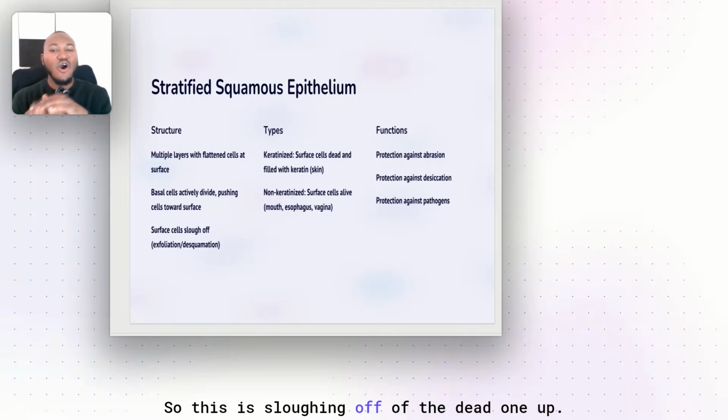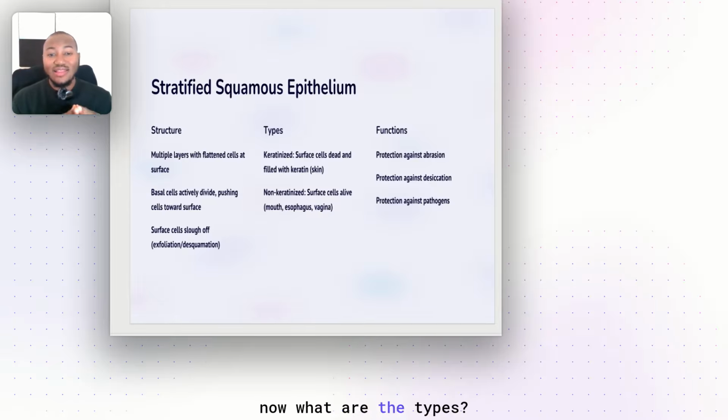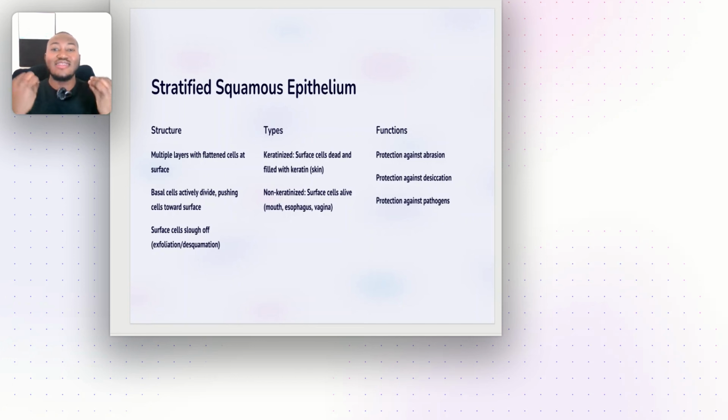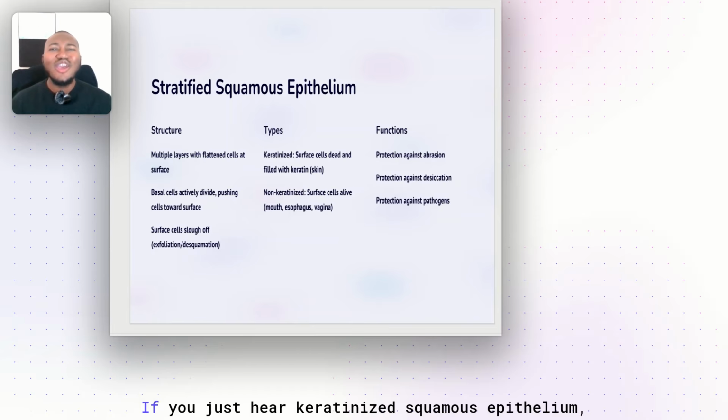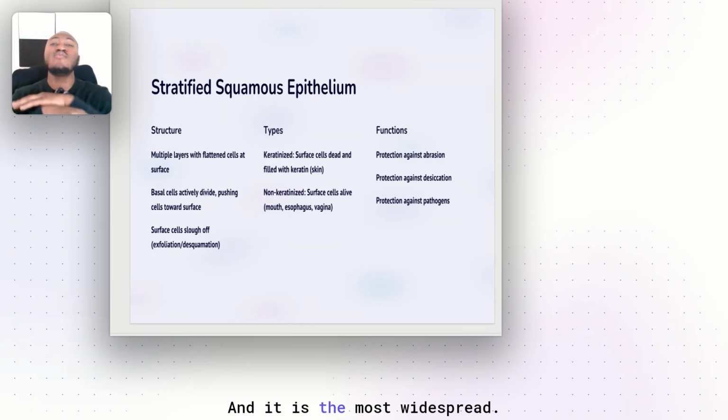So this is sloughing off of the dead ones. All right. Now, what are the types? It can be keratinized, it can be non-keratinized. So for the keratinized one, the ones that are filled with keratin, they are the dead ones. That is the skin. So the skin is the only keratinized squamous epithelium. If you just hear keratinized squamous epithelium, please think of the skin. And it is the most widespread.